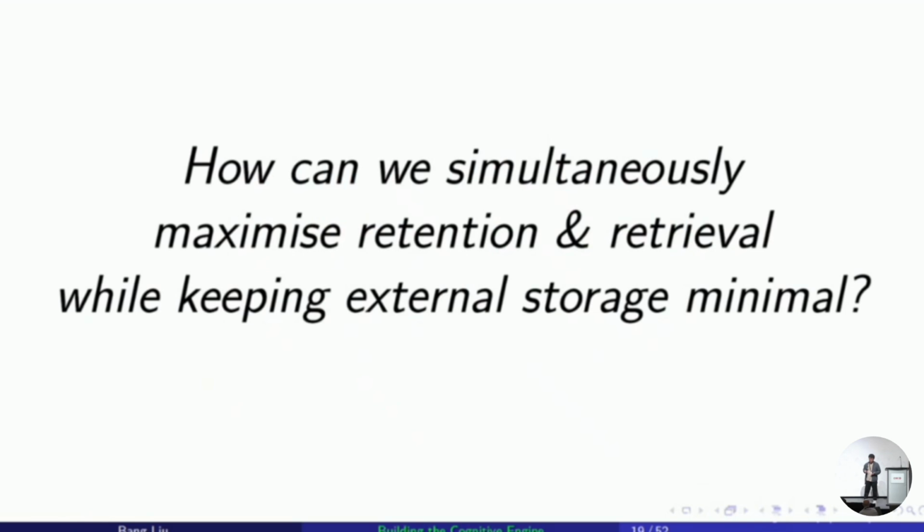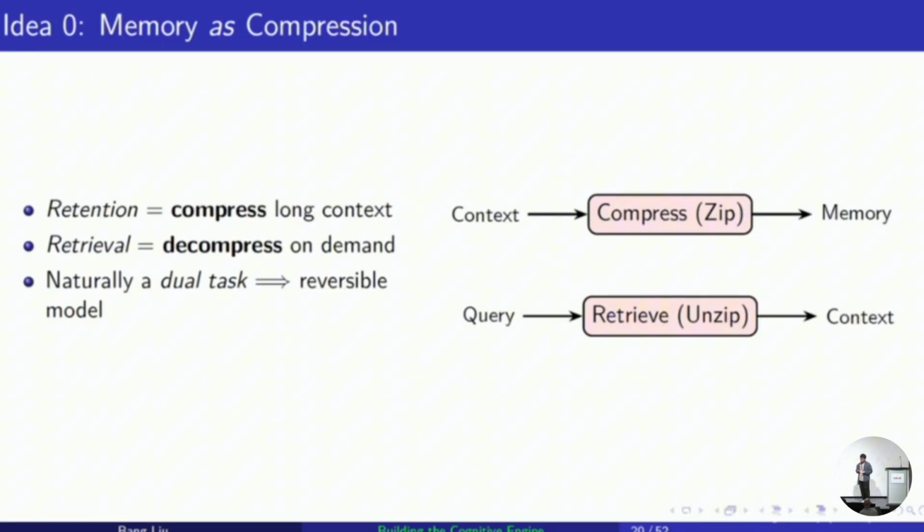So how can we simultaneously maximize retention and retrieval while keeping the external storage minimal? Basically, this work is more focused on the implicit memory network design. We have several key ideas. The first key idea is we consider memory as a compression process. Let's say retention is you have the original context and compress it into a memory format. And for retrieval, we want to decompress the memory and recover the original query context information.